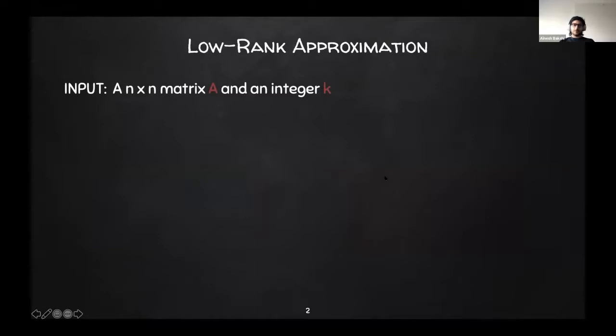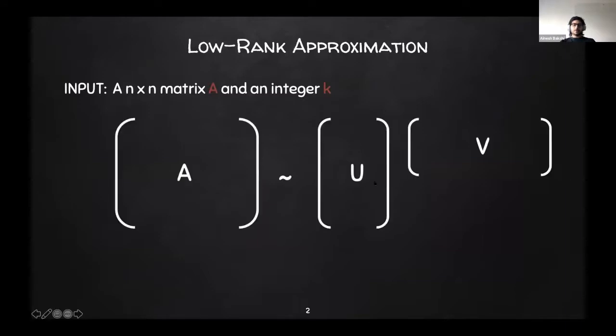I'll begin by defining the low-rank approximation problem. Here you're given as input an n by n matrix A and an integer k. And pictorially, the goal is to take this matrix A and factorize it into U times V, such that the inner dimension of U times V is k. And then we return this factorization, and hopefully it is close to the original matrix to begin with.